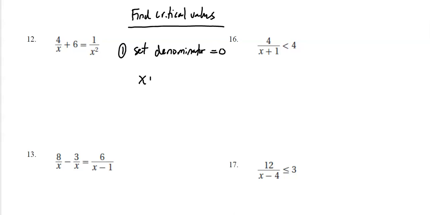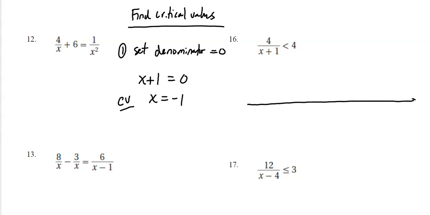So x plus 1 equals 0. Well, x equals negative 1. This is a critical value, CV. So over here I put my number line, and I'm just going to slap a negative 1 on there. And then the second part of this, for your second critical value, is set it up as an equal problem. So 4 over x plus 1 equals 4.